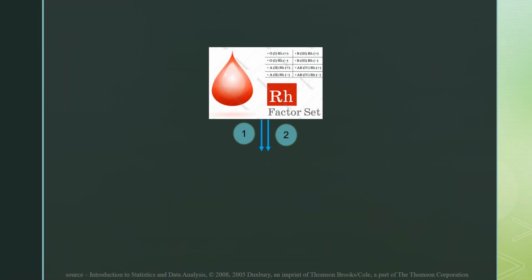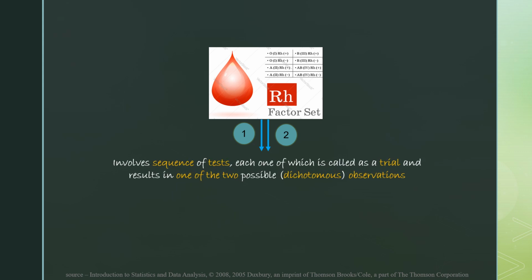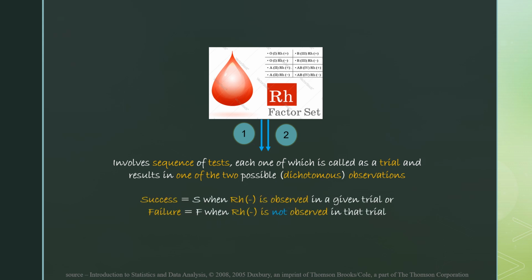Both cases 1 and 2 involve a sequence of tests, each one of which is called a trial, and results in one of the two possible, in other words dichotomous, observations. Classified as success equals S when RH negative factor is observed in a given trial, or failure equals F when RH negative factor is not observed in that trial.